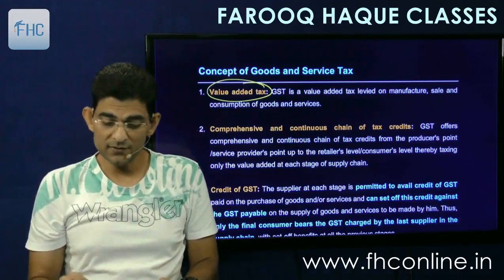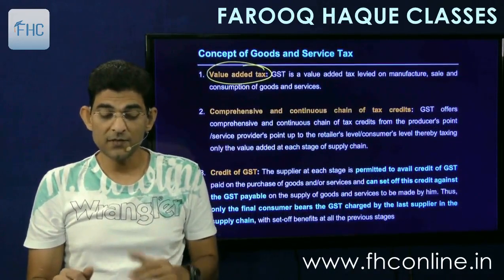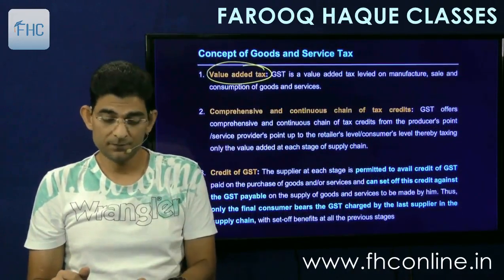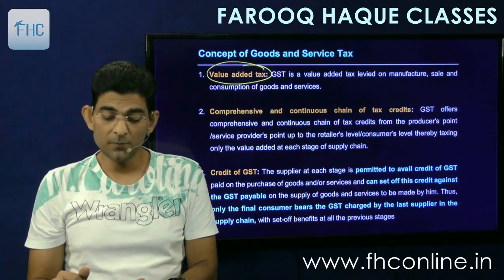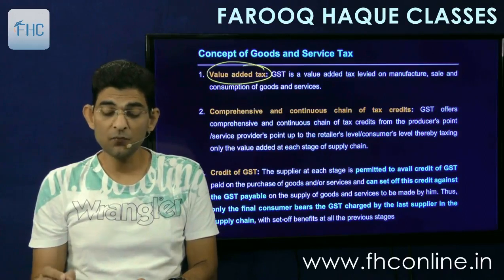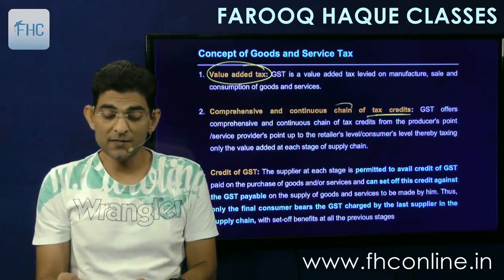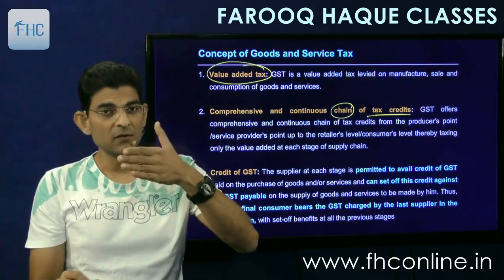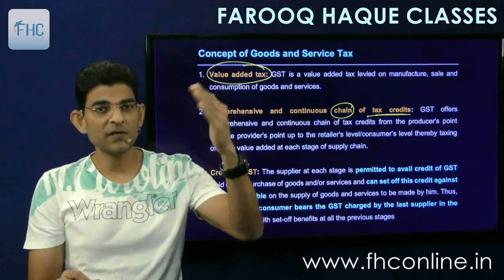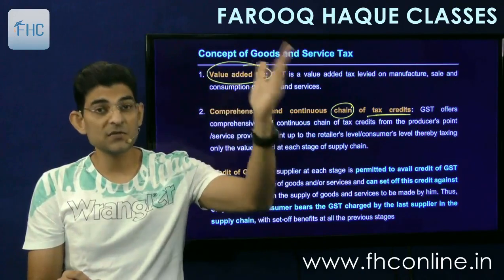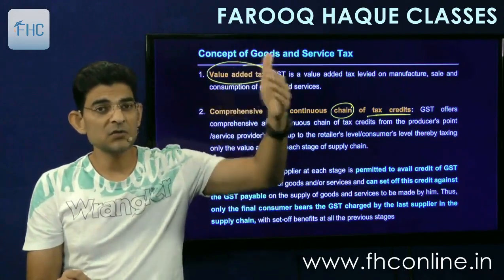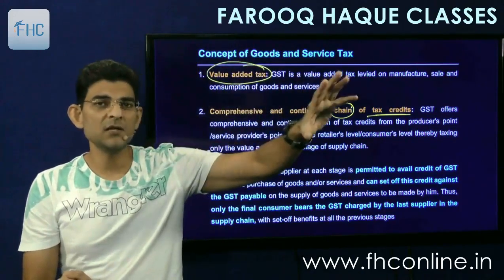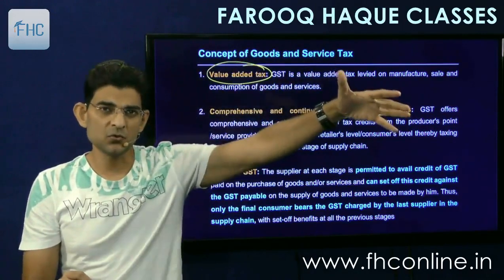So it's a value-added tax. That is, tax levied on value addition. Then there is a comprehensive and continuous chain of tax credits. So this chain, I explained it to you, the cycle. Chain also means the cycle, the cycle of manufacturers, service providers, traders, all types of businesses. So there is a continuous chain, and as long as the chain continues, the credit system continues.